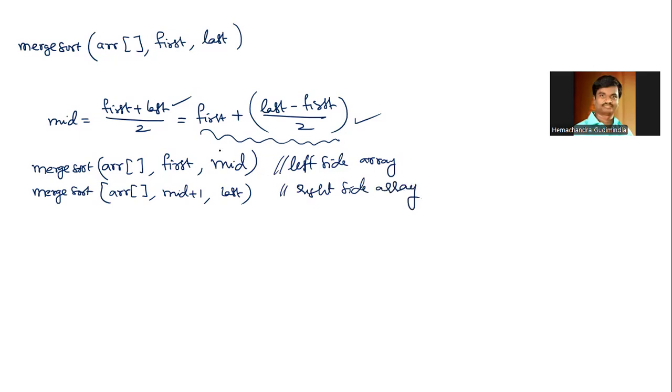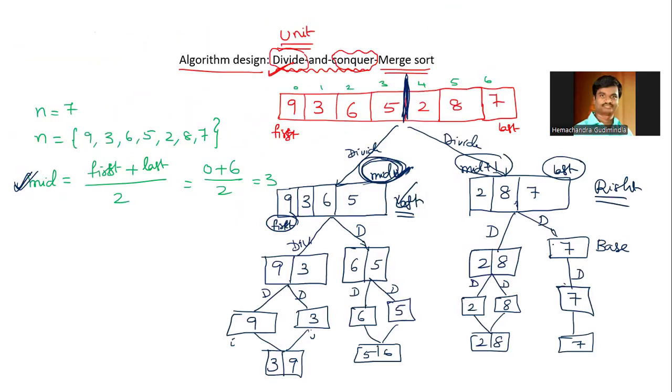Okay, now once we are dividing, we get a single element. We further cannot divide it. That is what we will call the base. So this is the last point, or we can say the base. These are bases. In this base, the first element and last element are both the same, because there is only one element.